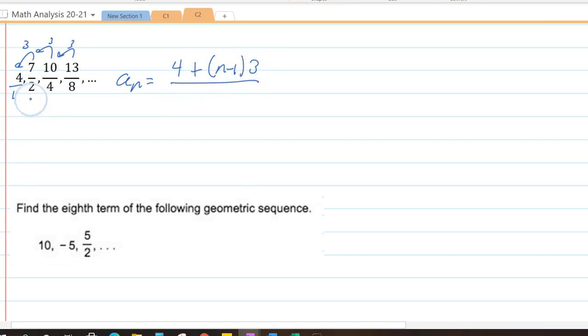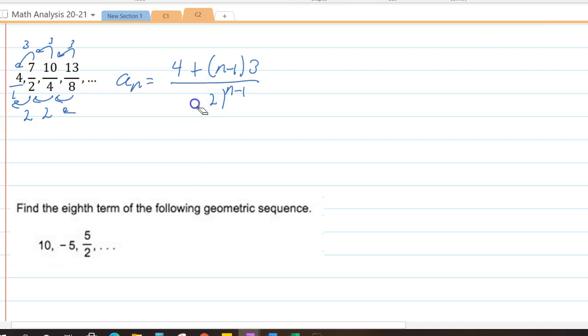Now I do the same thing on the bottom. 2 minus 1 is 1. 4 minus 2 is 2. They're not the same. So I need to try division. 2 divided by 1 is 2. 4 divided by 2 is 2. 8 divided by 4 is 2. Now I have a common ratio of 2, which means the bottom one is a geometric sequence. So we have our first term was the invisible 1. Our common ratio was 2, raised to the power of n minus 1. Now, the 1 in front, do you need to show a 1 in front? No, you don't.